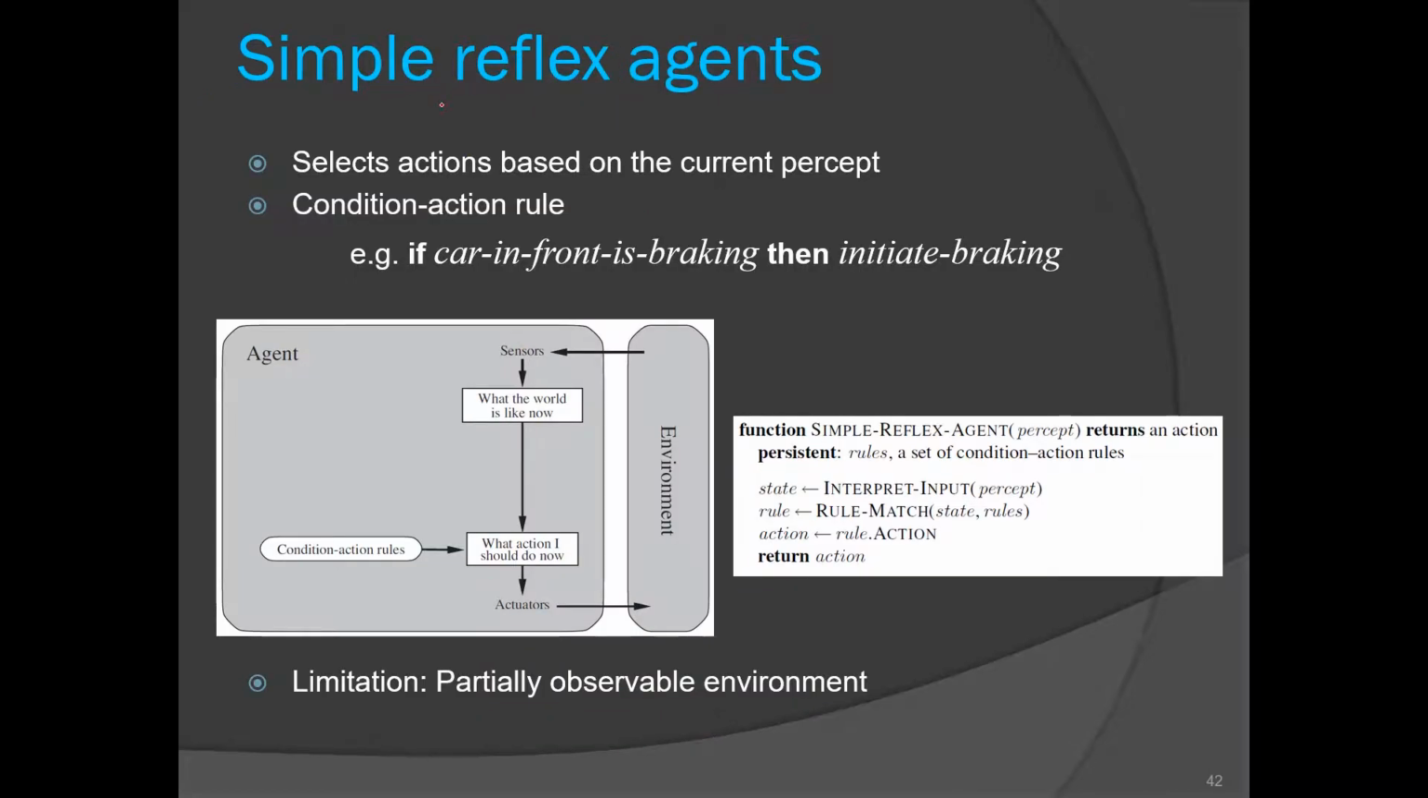So we'll start with the main categories. The first one is the simple reflex agent. This agent directly responds to the current percept, selecting an action based on the current percept.